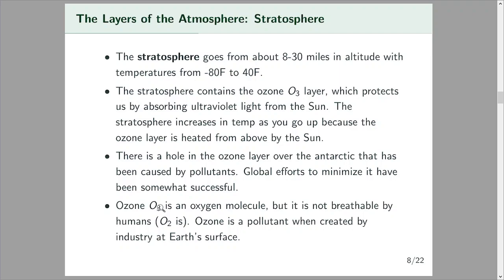Ozone is often created by industry, and it's a pollutant at the Earth's surface. So you'll sometimes hear ozone levels are high in large cities like Los Angeles on particular days, and don't go outside or something like that. So it's good when it's in the upper atmosphere. It's bad when it's on the ground.